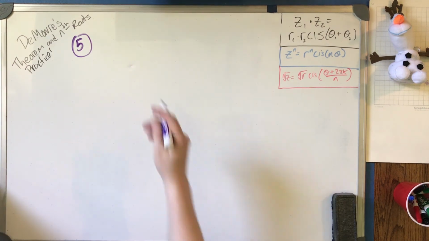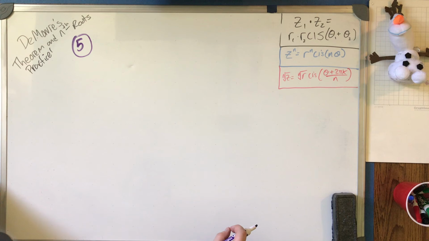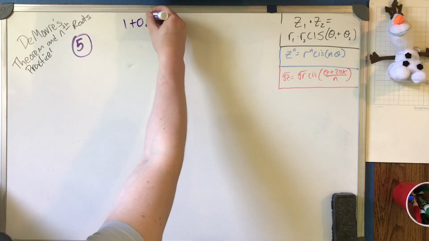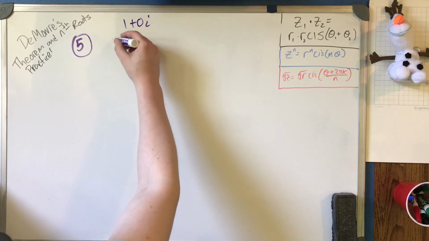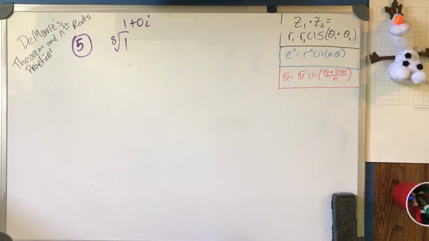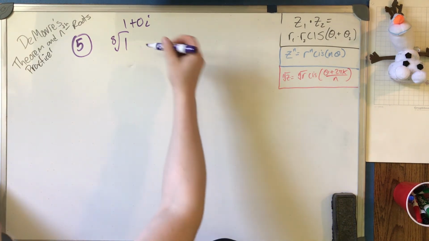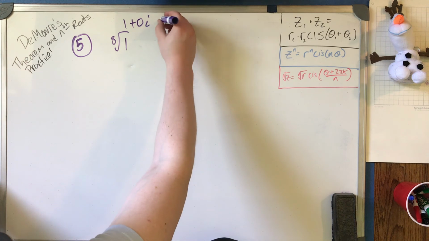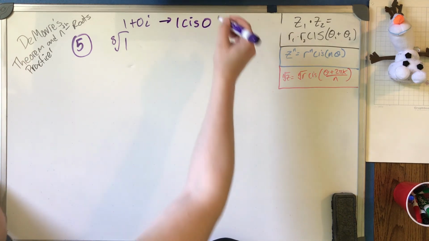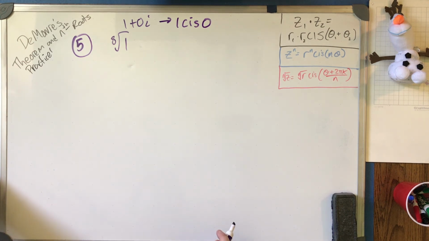Example 5 wants us to find the 8th roots of unity. So basically we want to know that the word unity means 1 plus 0i. So what we're being asked to find is what are the 8th roots of 1. So the first thing I need to do is put this into trig form. So 1 plus 0i, that's going to have a radius of 1 and an angle of 0. So that was actually pretty easy to do.